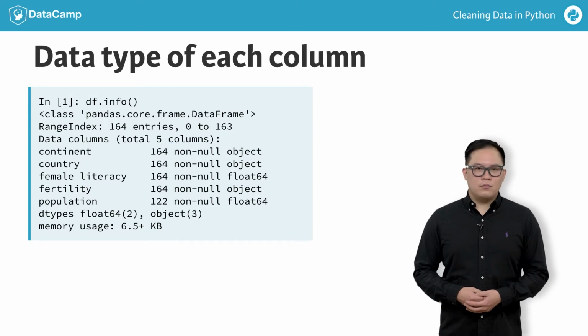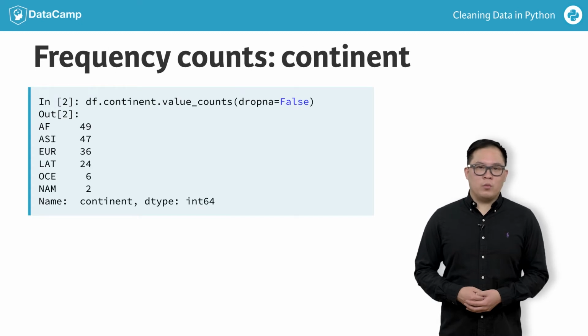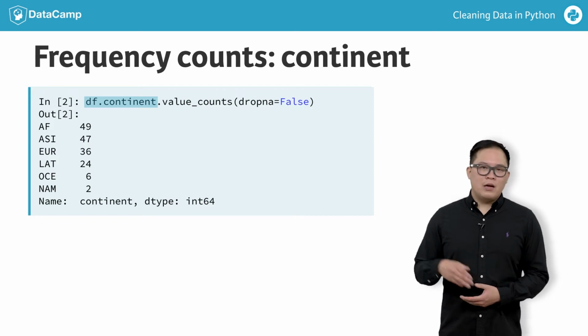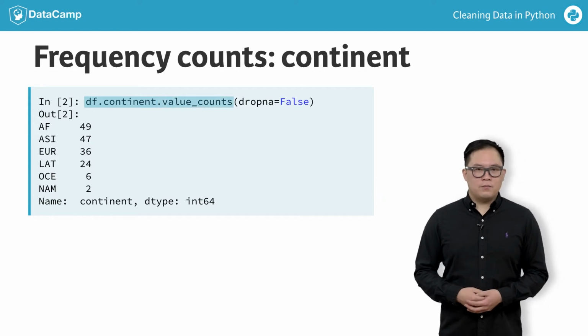To perform a frequency count, we first select the column we want to perform a frequency count on. If the column name does not contain any special characters, spaces, and is not a name of a Python function, we can select the column directly by its name using dot notation. It works the same way as subsetting using bracket notation. Once we have the column selected, we can use the value counts method on the selected column.